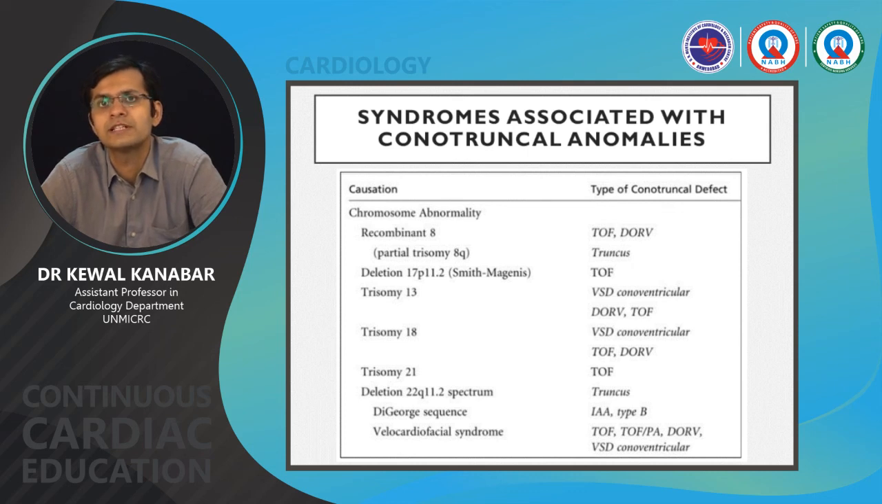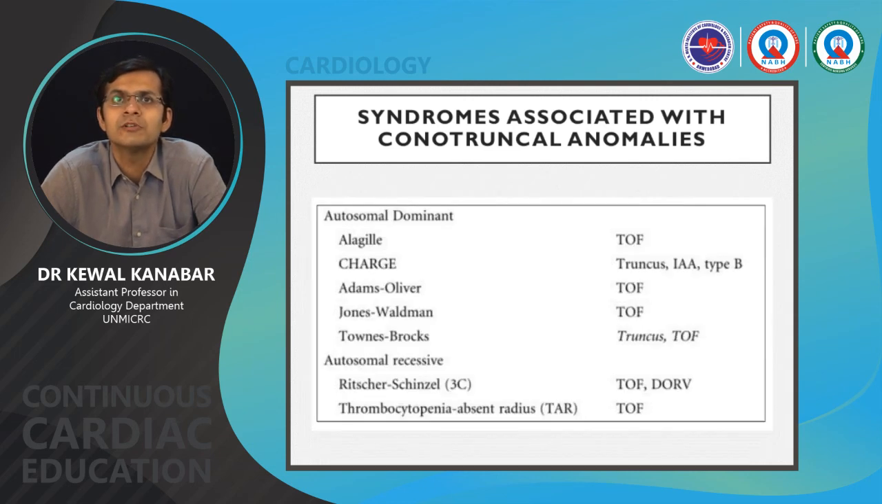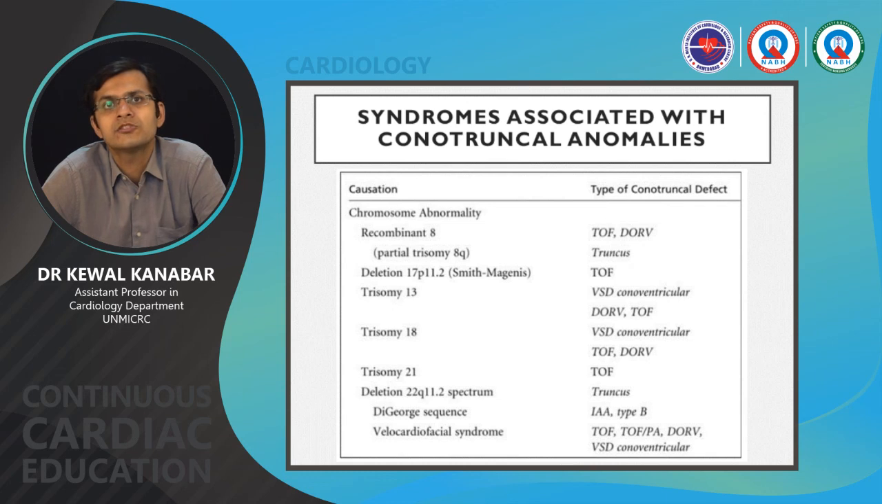Velocardiofacial syndrome is associated with TOF with pulmonary atresia, DORV and conoventricular VSDs. Some autosomal dominant conditions like Ehlers-Danlos syndrome, CHARGE syndrome, and some autosomal recessive conditions like TAR syndrome or thrombocytopenia with absent radius syndrome are also associated with conotruncal anomalies. But the important ones are trisomy 13, trisomy 18, trisomy 21 and deletion 22q11, particularly DiGeorge syndrome, which is associated with interrupted aortic arch type B.